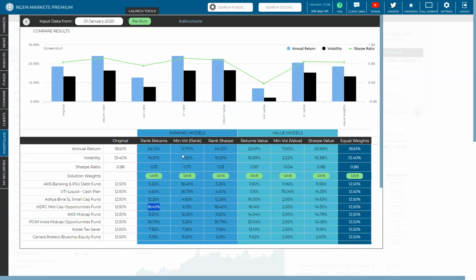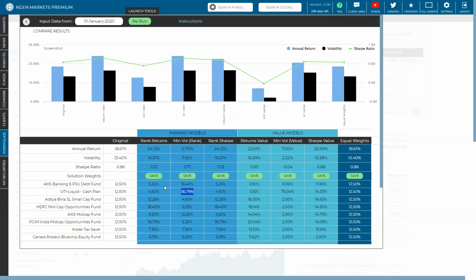In order to minimize the overall portfolio volatility, it has actually given the highest weightage of 36.79% to UTI Liquid Cash Fund, right? It being a debt category fund, it will typically have the lowest volatility, and therefore the highest weightage is being given to this particular fund. Of course, the second highest is being given to Axis Banking and PSU Debt Fund. And so on and so forth.